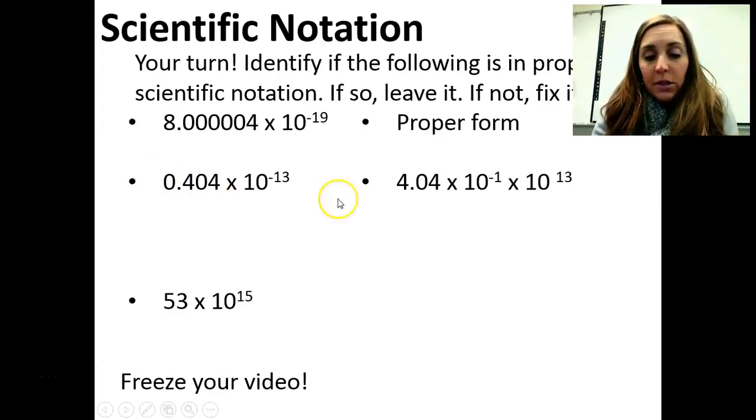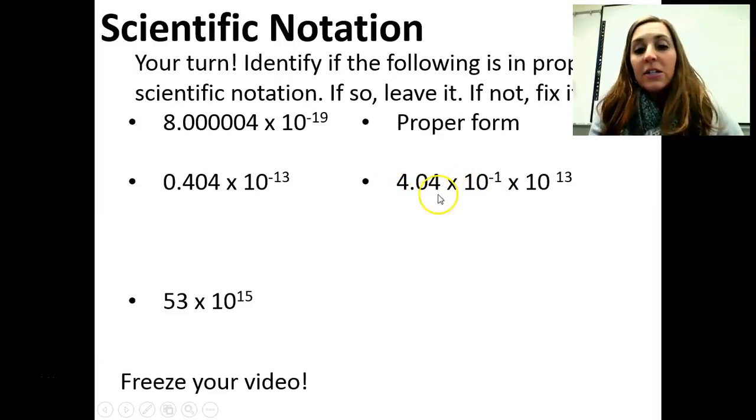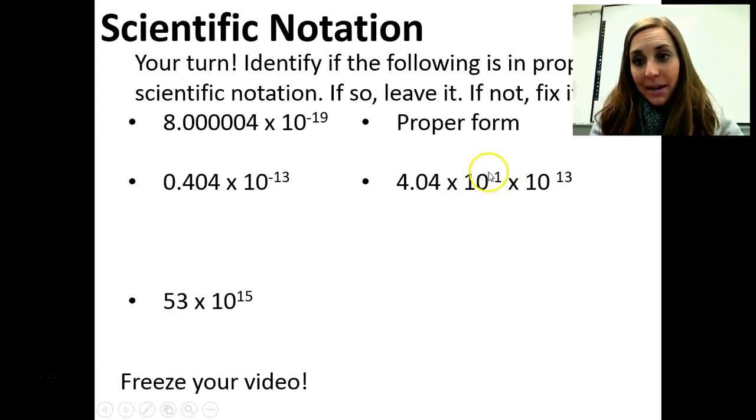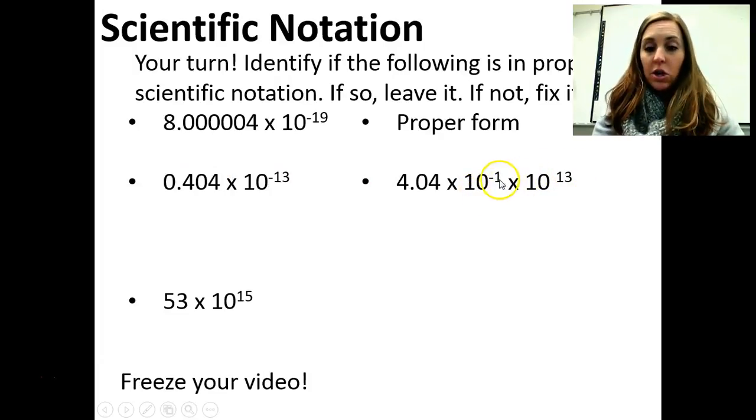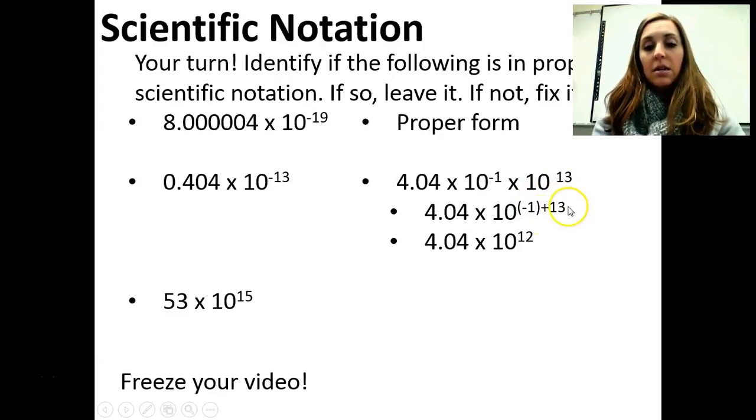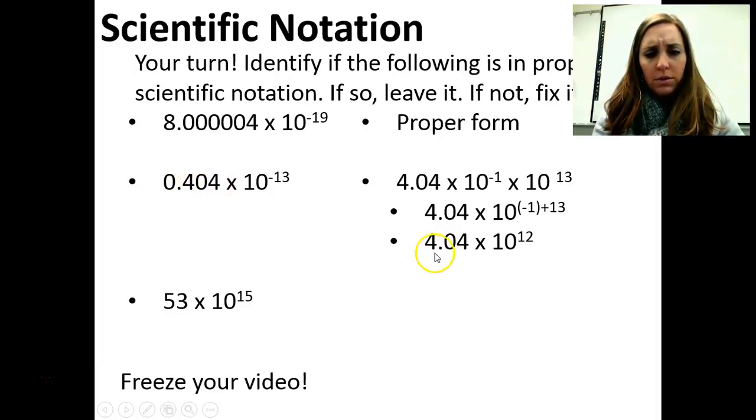So if I want to fix that first, I would make it 4.04 times 10 to the negative 1. If I took 4.04 and I divided it by 10 once, it would give me 0.404. When you multiply, you add up high. So your exponents get added together. Negative 1 plus 13. So 4.04 times 10 to the 12th. Notice that your numbers, your sig figs, don't ever change. So this 404, that's still there, 404.